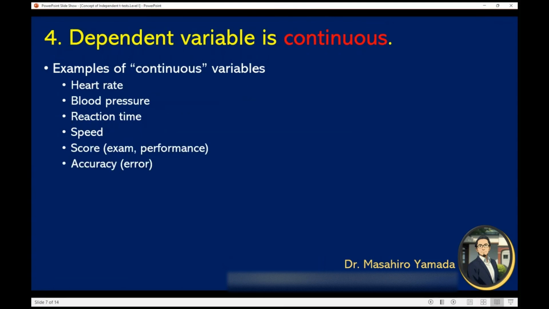And the dependent variable, which is what you measure, must be continuous. Continuous variables are numbers that can take any values, like heart rate, body weight, blood pressure, reaction time, speed, exam scores, the number of pull-ups you can do, performance, accuracy or error measurement. Those are examples of continuous variables.